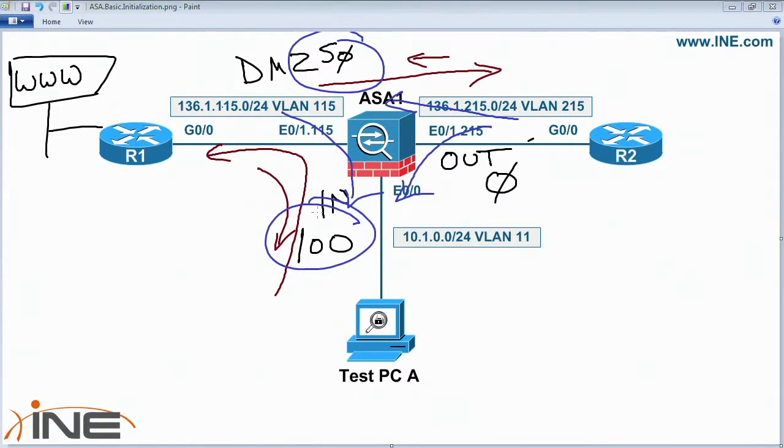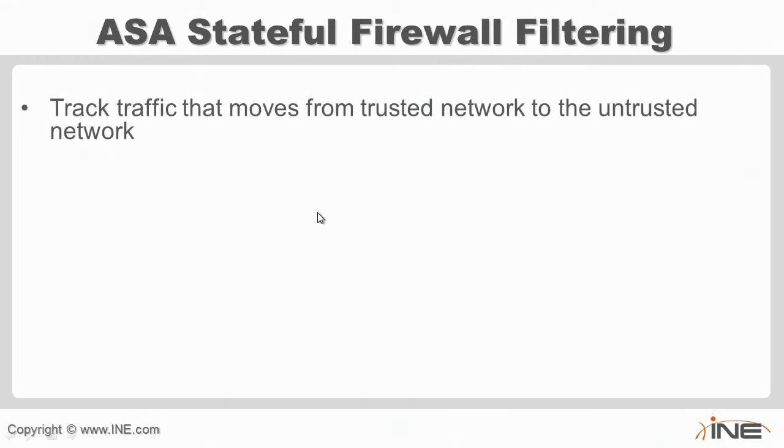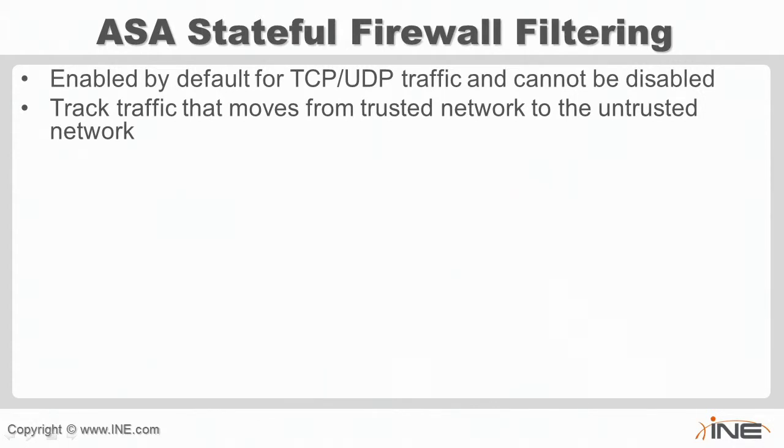Now, from an inspection point of view, the ASA is going to be inspecting our TCP and UDP traffic by default, and this cannot be disabled. So all the web browsing traffic, all of our connectionless traffic, is going to be inspected by the ASA inspection engine as we go from the inside to the outside by default. This is going to be from the higher security levels to the lower security levels. So we are not going to inspect traffic as it comes from the outside to the inside by default, because that is going to be dropped based on the security level.